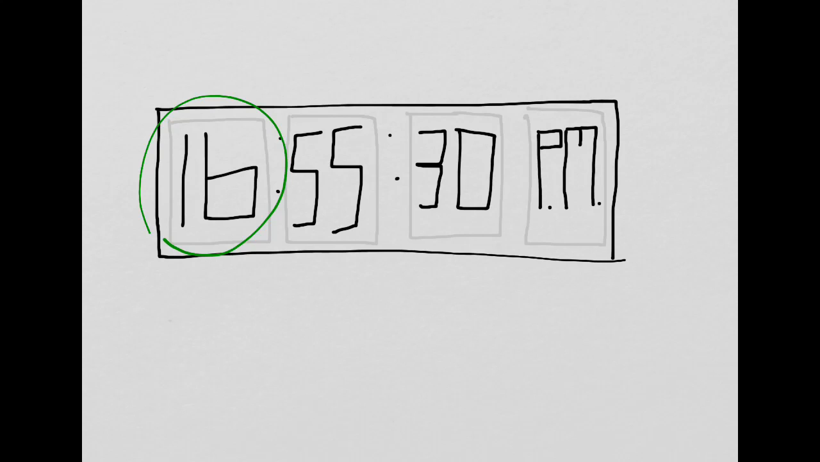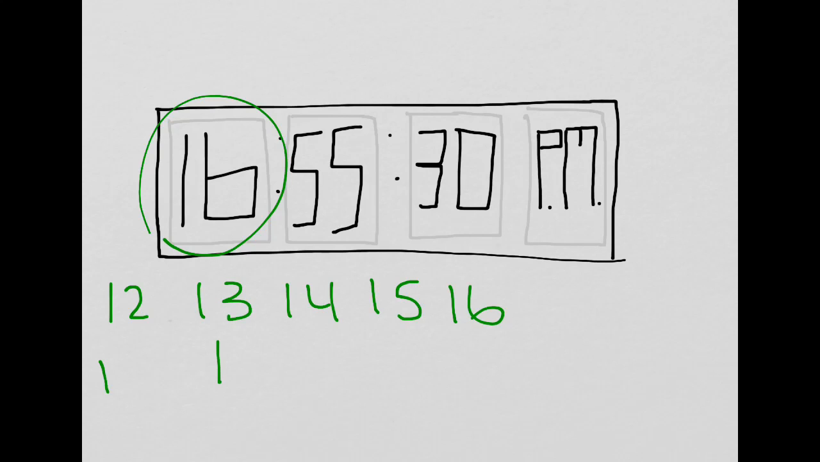So basically, if we just keep going, 12, 13, 14, 15, 16, 13 would be 1, 14 would be 2, 15 would be 3, and 16 would be 4. So it'd be 4:55:30.